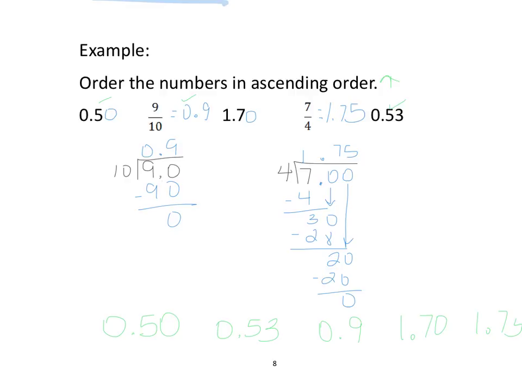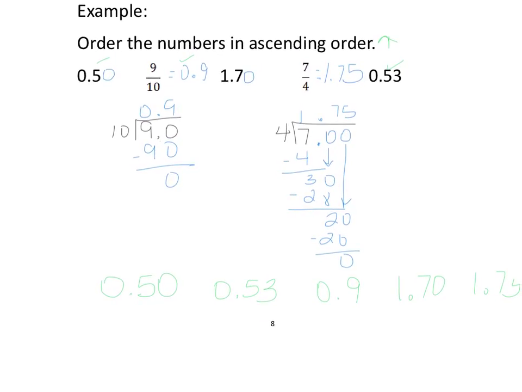In order to put these numbers in order, they have to go back to their original format. So 0.50 was 0.5. 0.53 was 0.53. 0.9 was 9/10. 1.70 was 1.7, and 1.75 was 7/4.